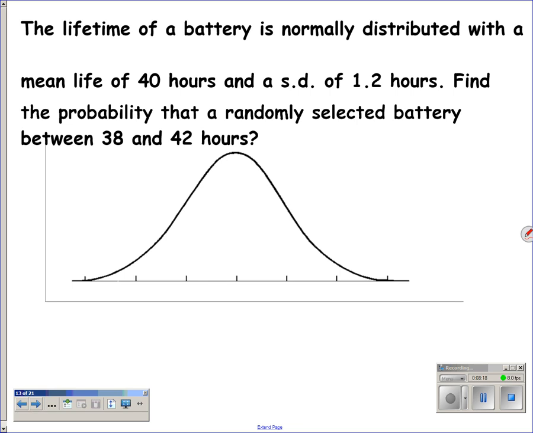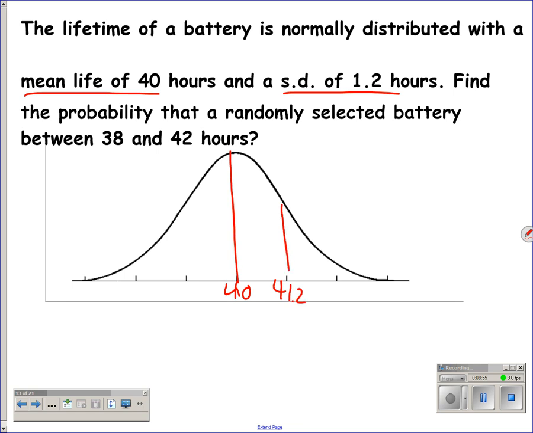All right. So it says the lifetime of the battery is normally distributed with a mean of 40, standard deviation of 1.2. And it says find the probability that a randomly selected battery is going to fall between 38 and 42 hours. Normally, those values would be exact standard deviations that use the empirical rule. It doesn't work out quite like that this time. I'm not going to fill out a curve every single time, but I will for this example, just so you can see what we're doing. So we have 40 as our mean, and we're going up and down by 1.2.